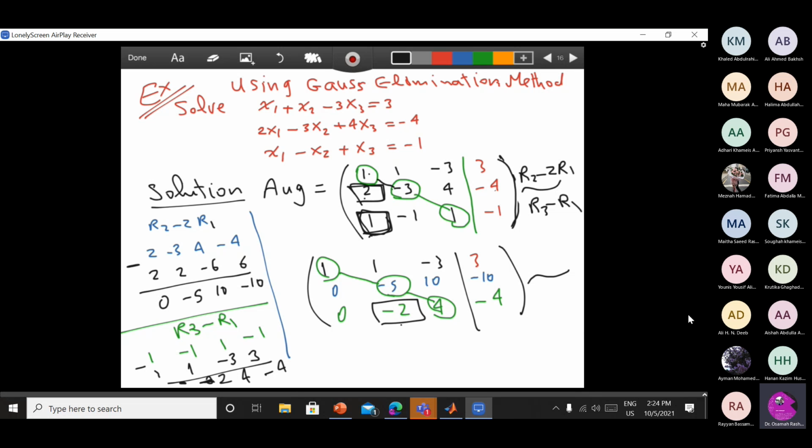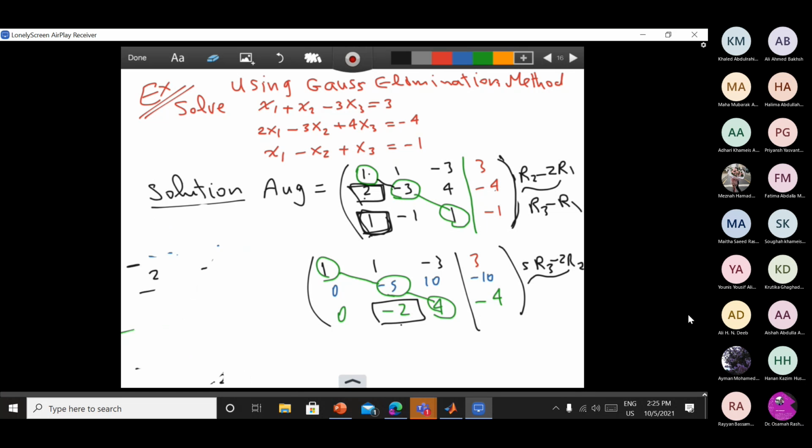Yes, the second row is minus 5. How can I make it the same number? Yes, I multiply R3 by what? By 5, and subtract it from the second row after multiplied by 2. Okay. Also, I don't hesitate to make it in the margin, just to guarantee I will have the right solution.